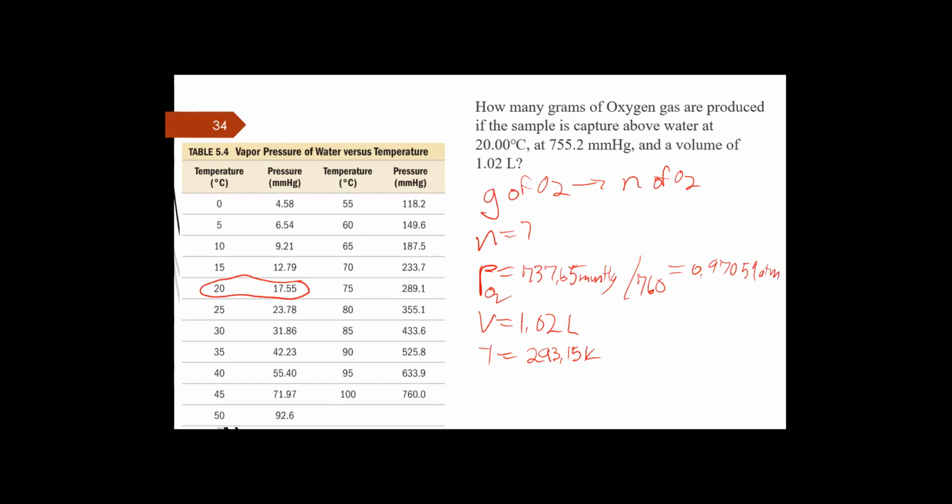And now we're going to solve for our moles. So n is equal to PV over RT. So pressure 0.097059 times our volume 1.02, divided by R 0.08206, divided by our temperature 293.15, gives us our n of 0.04115 moles.